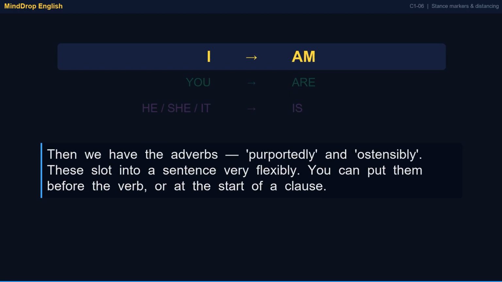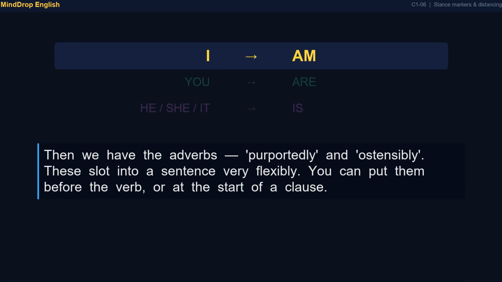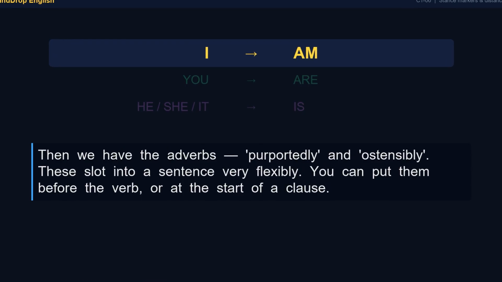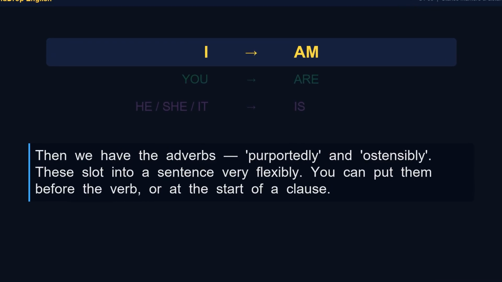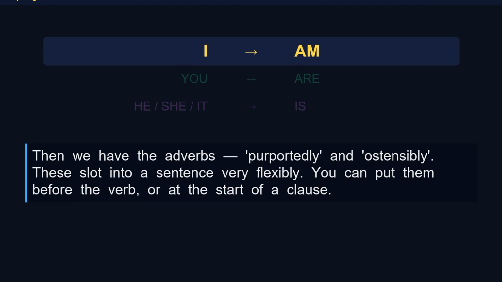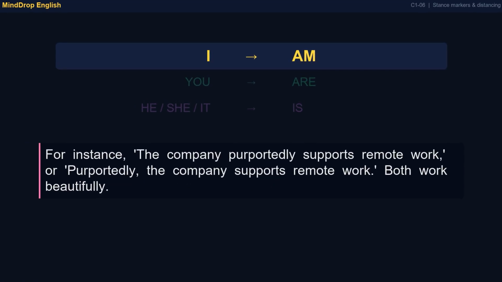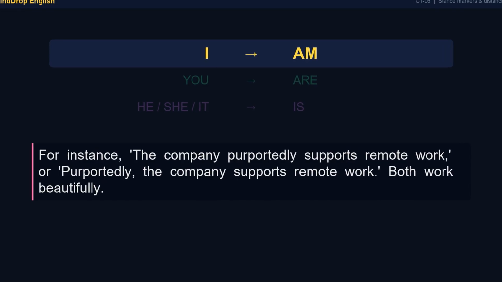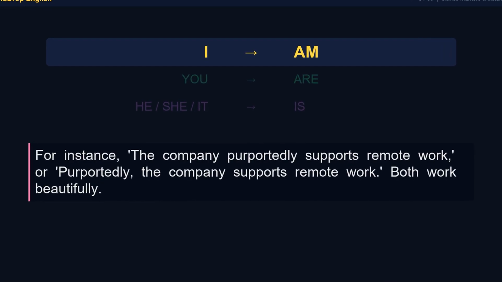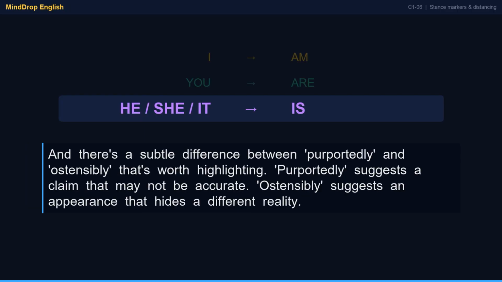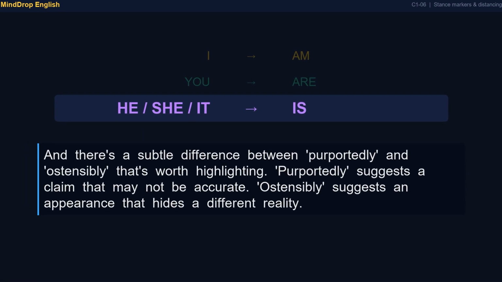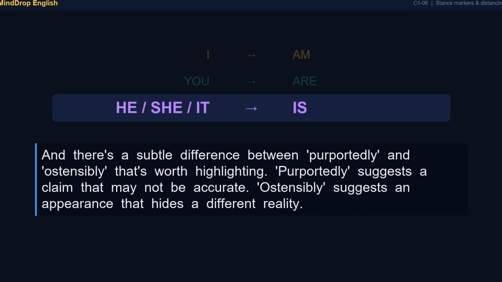Then we have the adverbs, purportedly and ostensibly. These slot into a sentence very flexibly. You can put them before the verb, or at the start of a clause. For instance, the company purportedly supports remote work, or, purportedly, the company supports remote work. Both work beautifully. And there's a subtle difference between purportedly and ostensibly that's worth highlighting.